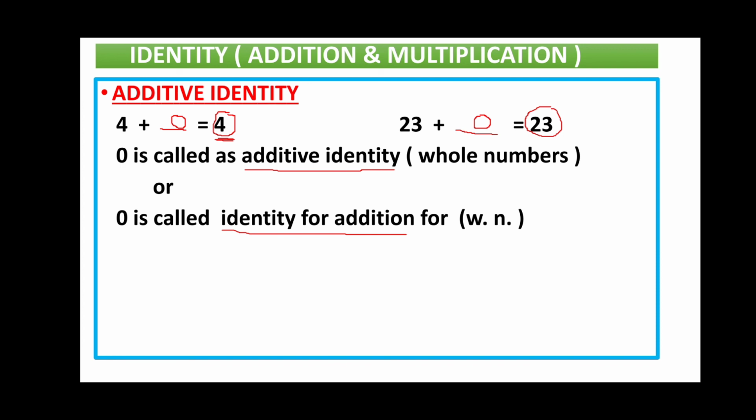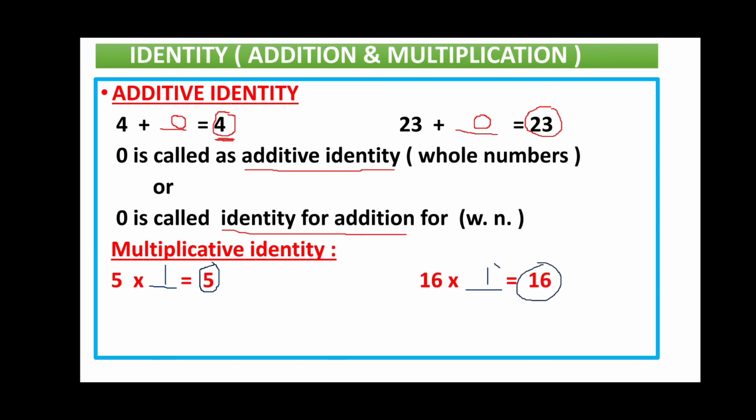Why does the natural number not contain an additive identity? Because 0 is not included in the natural numbers. 0 is included only in the whole numbers. So 0 is called the additive identity for whole numbers, or you can also say 0 is the identity of addition for whole numbers. You can say it in both manners. So 0 is our additive identity for whole numbers and it is not applicable for the natural numbers as 0 is not included. Now let us see the multiplicative identity.